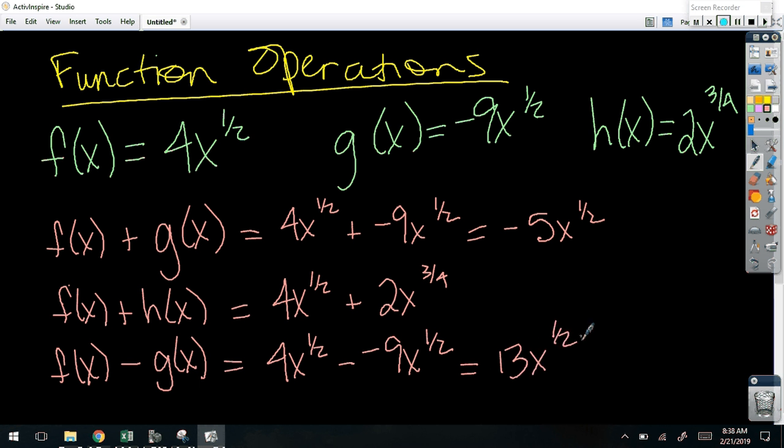It's a fairly easy concept, I feel like, but if you need me to do more, tell me, and I'll go a little more in depth. For f of x plus h of x, if you can't combine them, yes, you'd leave it.